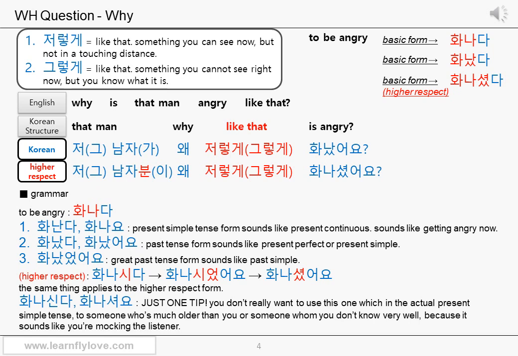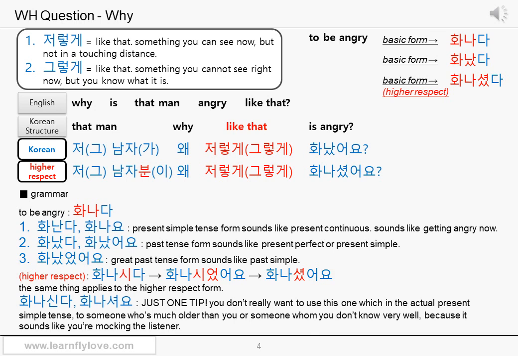Okay? Just one tip. You don't really want to use 화나셔요, which is in the actual present simple tense, to someone who's much older than you, or someone you don't know very well, because it sounds like you're mocking the listener. It's like you're asking, are you getting angry now, huh? How does it sound? It probably wouldn't be so nice to ask a question like this to someone who's actually getting angry. Now you understand what we mean.